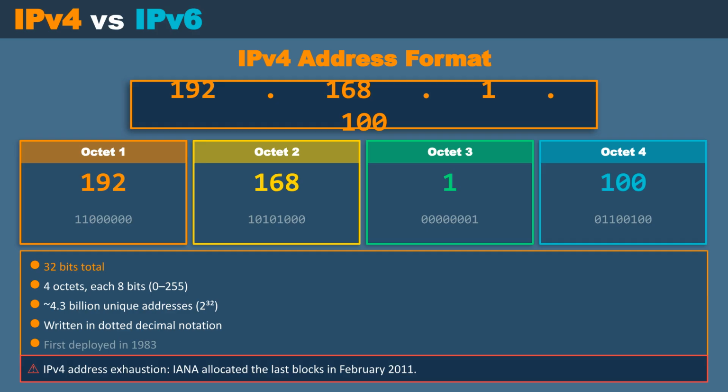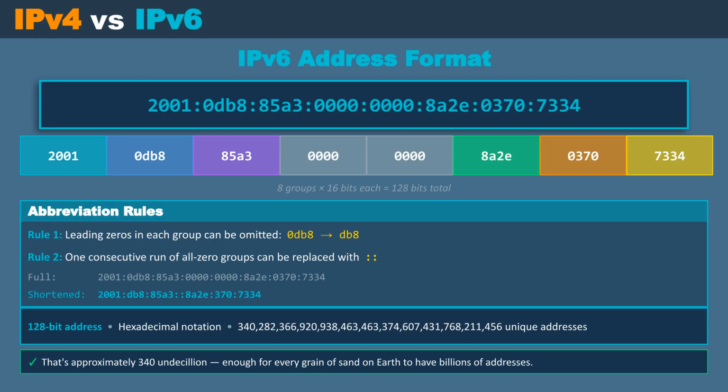IPv4 uses a 32-bit address divided into 4 8-bit octets, with each octet ranging from 0 to 255. It offers approximately 4.3 billion unique addresses written in dotted decimal notation. However, IPv4 address exhaustion began, with the last blocks allocated in February 2011.